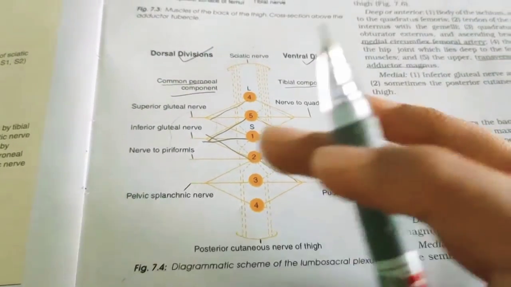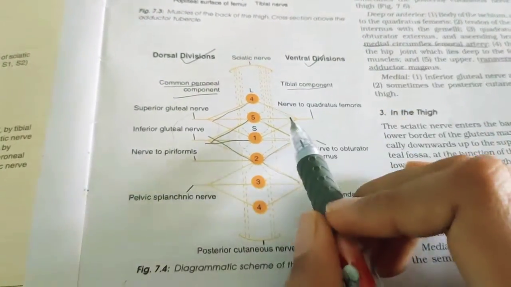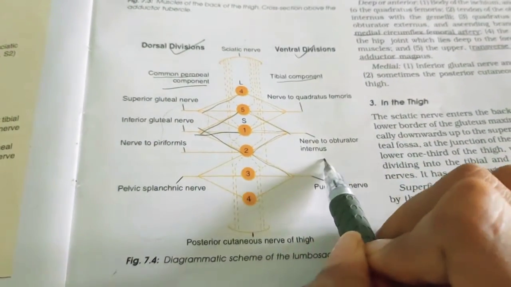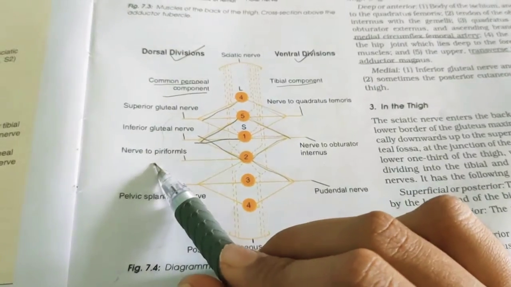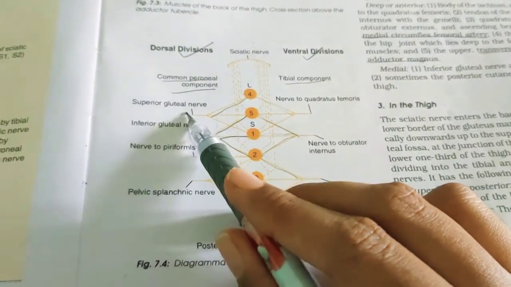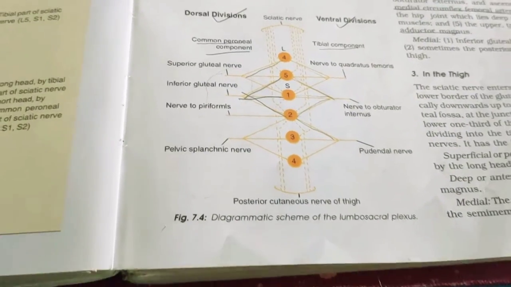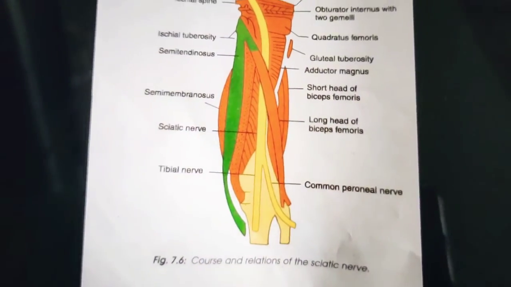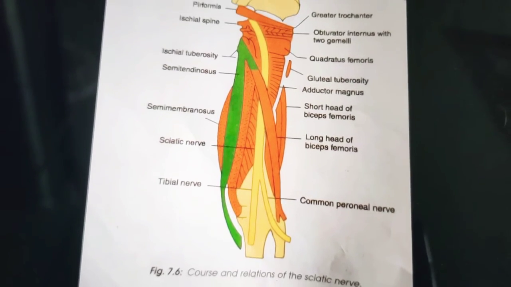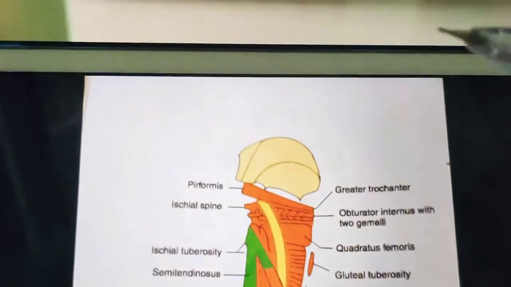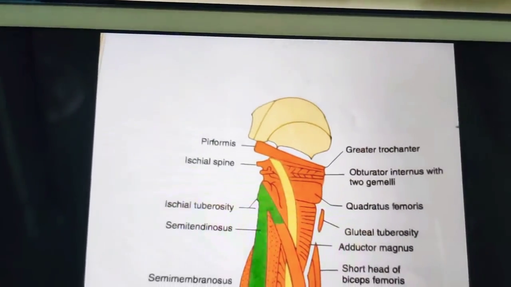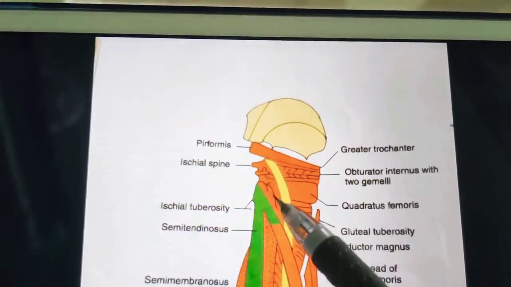You can see here the other branches like nerve to quadratus femoris, nerve to obturator internus, pudendal nerve, pelvic splanchnic nerve, nerve to piriformis, inferior gluteal nerve, and superior gluteal nerve. So these are the different nerves, and this is how the sciatic nerve is formed. Now let us see the course and relations of the sciatic nerve, part by part. First we will go to the pelvis. In the pelvis, the nerve lies in front of the piriformis muscle.